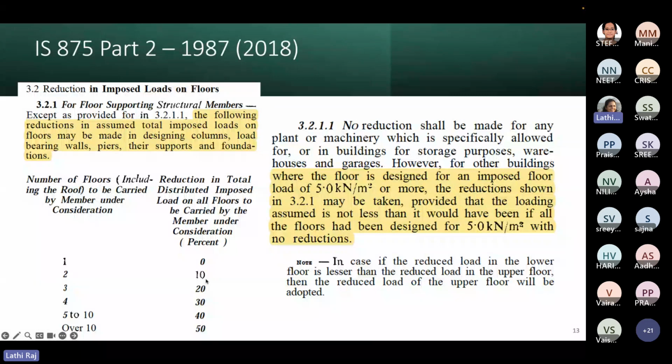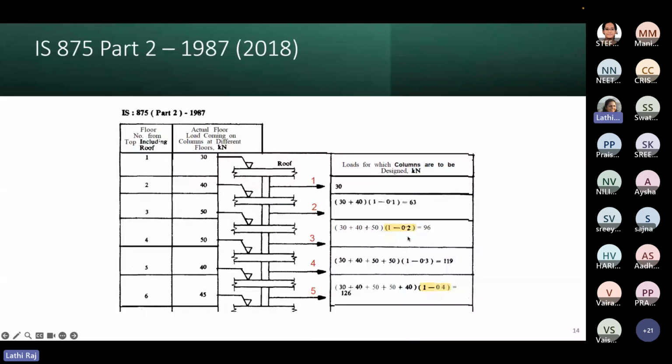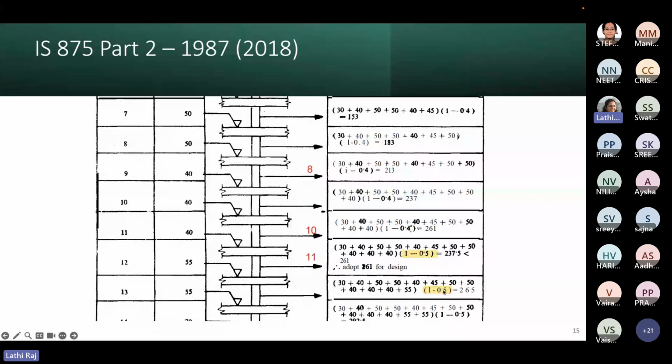When there are 3 floors, you reduce by 20%. When there are 4 floors, you reduce by 30%. For 5 floors you reduce by 40%, and more than that, up to 10, you reduce only 40%. Okay, this you can see. And more than 10 you can reduce by 50%. That is what the code says.